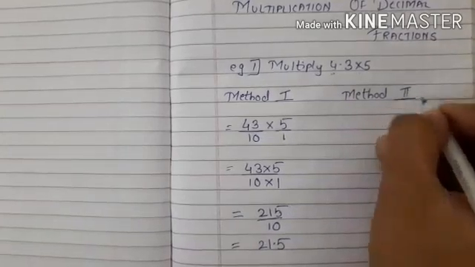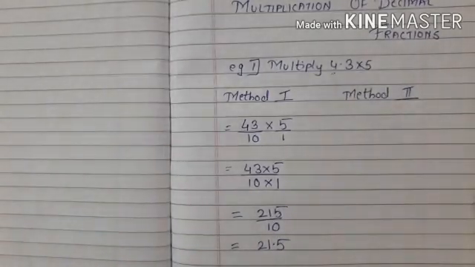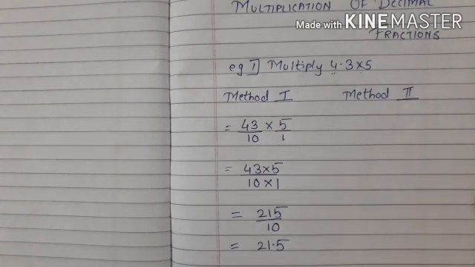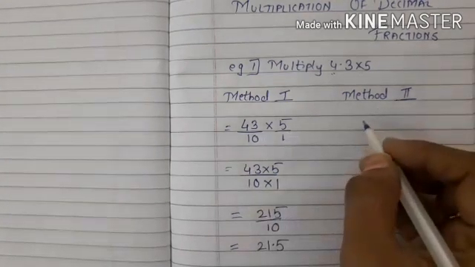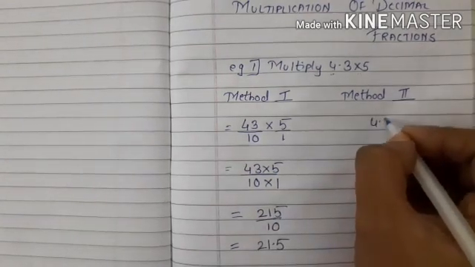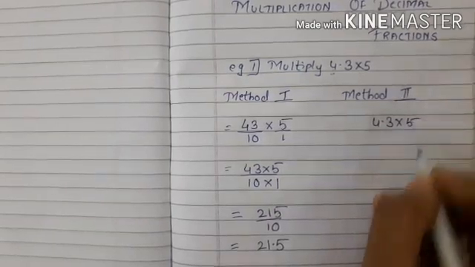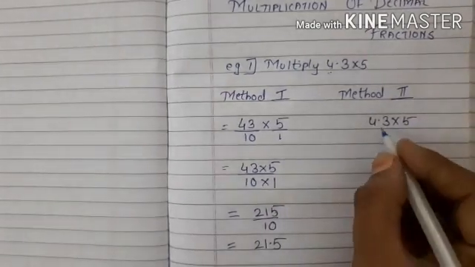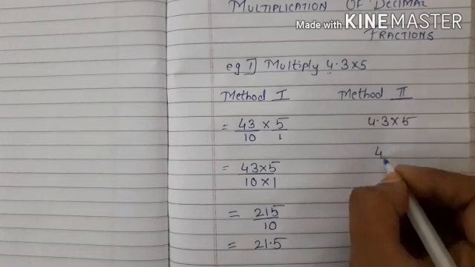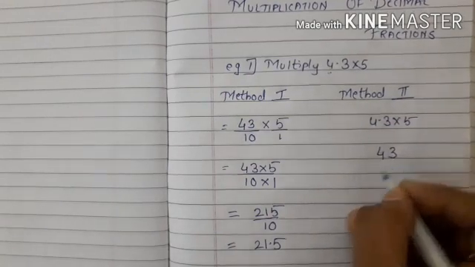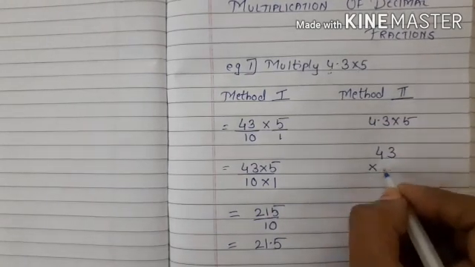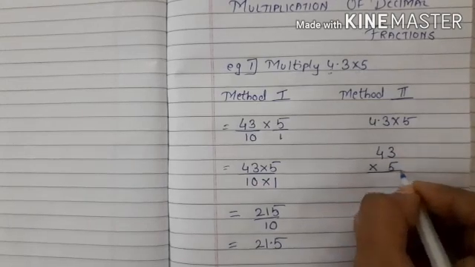Now what to do here? Now children, if you are reminding our previous multiplication, we were simply multiplying by writing numbers one below the other. Same we have to do here. Now your question is 4.3 multiplied by 5. So what to do? Just ignore the point. Don't write the point first. Just write 43, multiplication sign and the number 5.